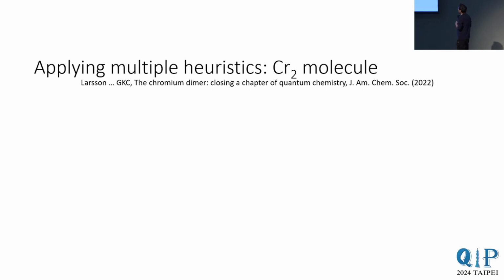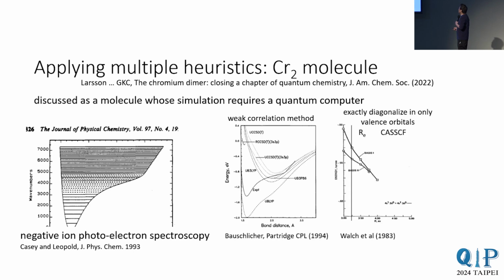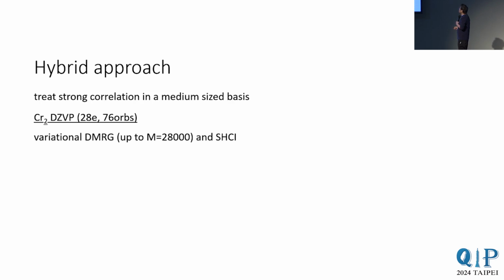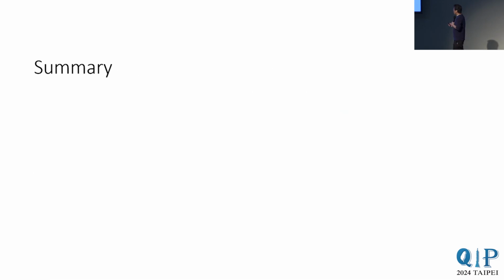So I don't know if we should go into the story. Maybe I'll just skip it. But just very quickly, I wanted to say that sometimes to solve difficult problems, the short story here is that you need to apply multiple kinds of heuristics. I've listed this long laundry list, but in practice, you often use many of them in conjunction to solve a problem. And the problem that I was going to tell you about was this chromium dimer molecule, because it's sometimes discussed as a molecule whose simulation requires a quantum computer to get the right answer. But as it turns out, it's something that you can actually do quite well by combining heuristics in the classical setting.